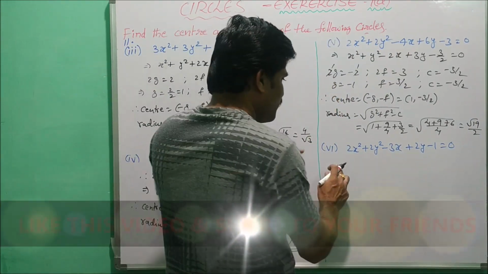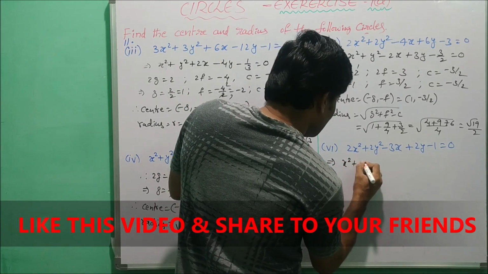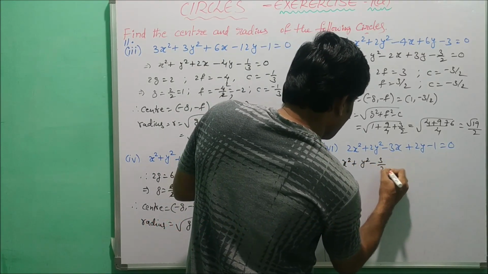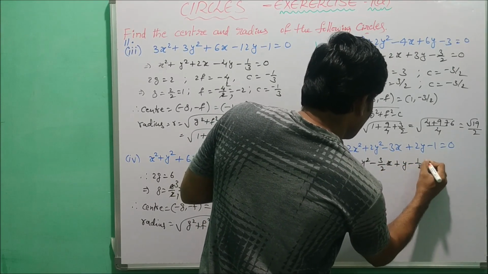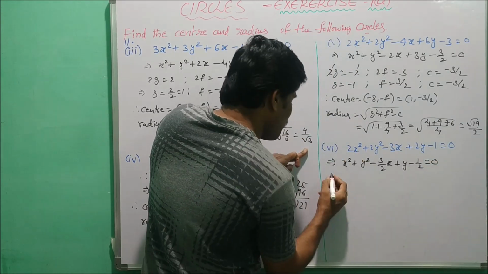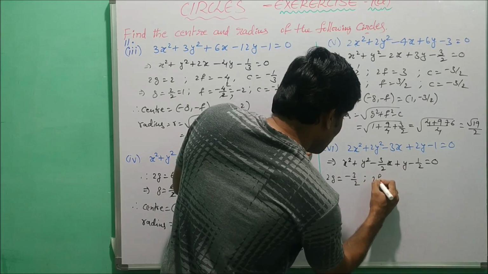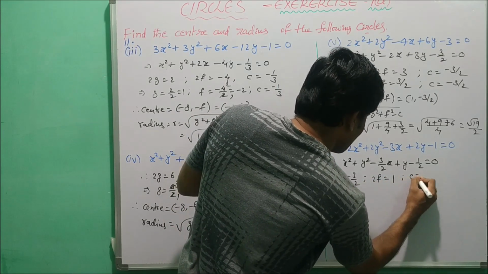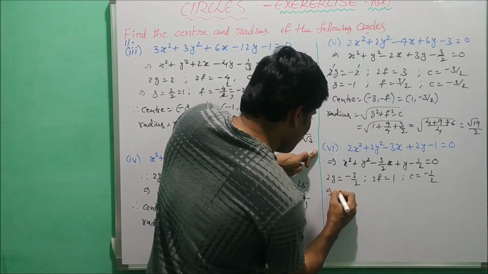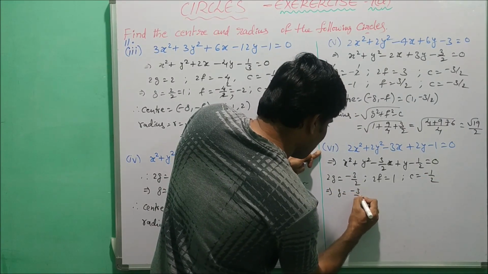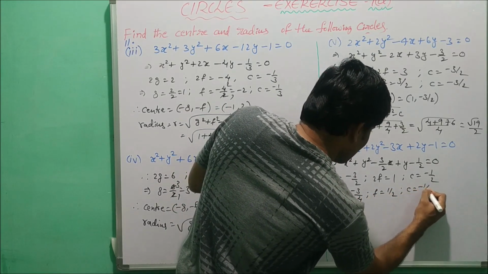Now in this one, first of all we divide by 2. That is x square plus y square minus 3 by 2 x plus y minus 1 by 2 equals 0. Comparing with the general form of the circle, 2g equals minus 3 by 2, 2f equals 1, c equals minus 1 by 2. Now we find the value of g, that is minus 3 by 4. In this, f equals 1 by 2, c equals minus 1 by 2.